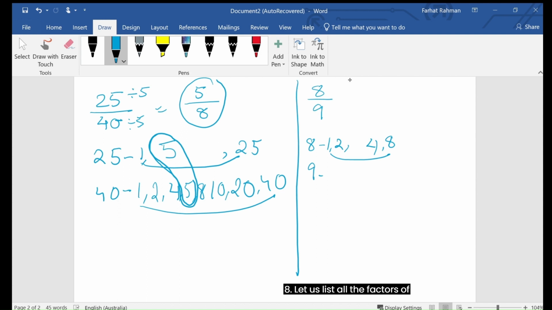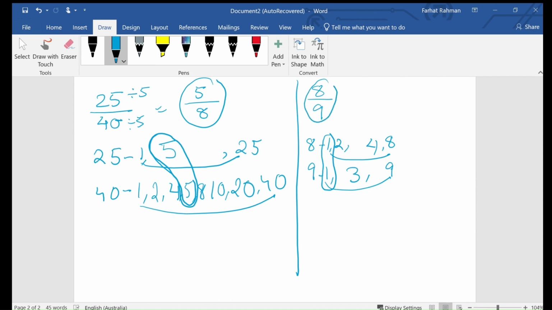Let us list all the factors of 9. We start with 1 and 9 because 1 times 9 gives us 9. Any other number multiplied gives us 9? Yes, 3 times 3 gives us 9. So that's all the factors of 9. The highest common factor in both lists is 1. When 1 is the only common factor of its numerator and denominator, we know that the fraction is already in its simplest form. So we don't need to simplify 8/9 anymore. It's already in its simplest form.